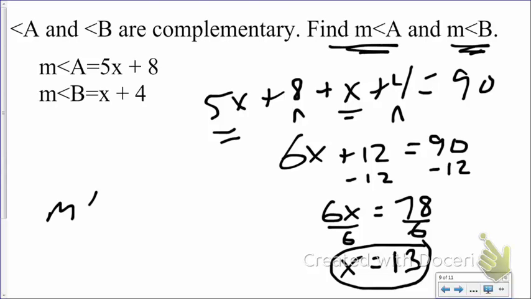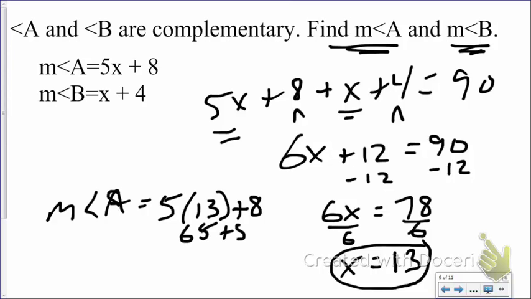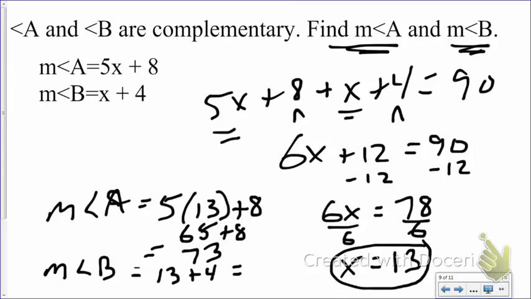So for the measure of angle A, I would have to plug that 13 into the equation 5x plus 8. So 5 times 13 plus 8, that would be 65 plus 8, so that would equal 73. And the measure of angle B would be 13 plus 4, which is 17. So A would be 73 and B would be 17. So you can see they add up to 90.